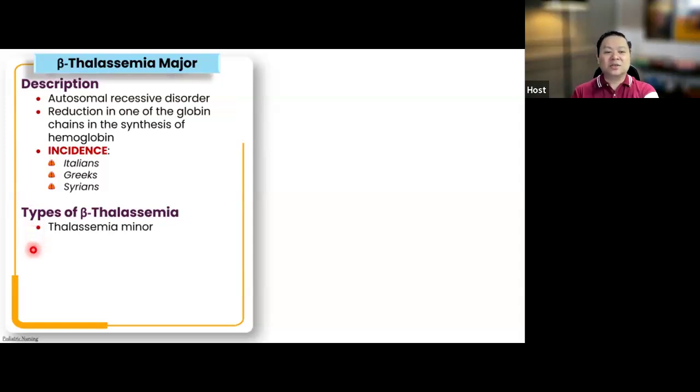However, when they are considered to have a thalassemia trait, the person here will produce mild microcytic anemia. And so their red blood cells are known to be really small in size. And so this is what we call a thalassemia trait.